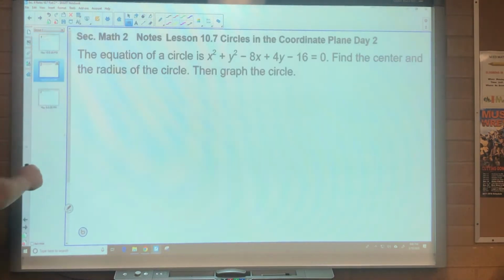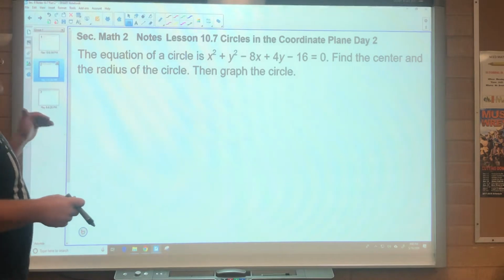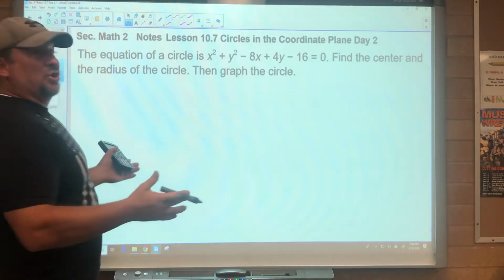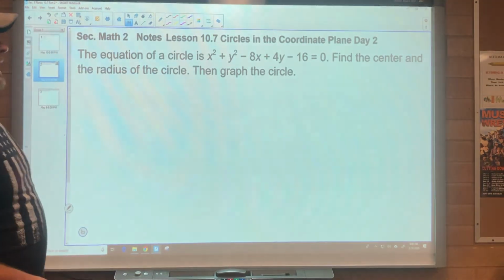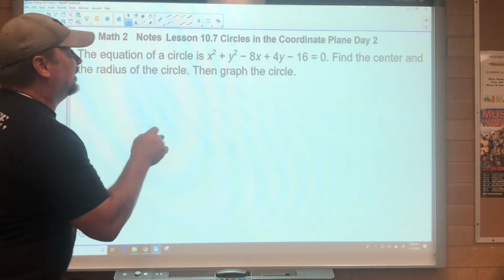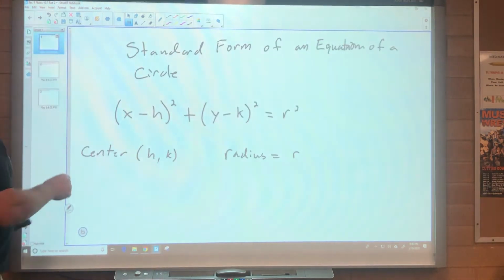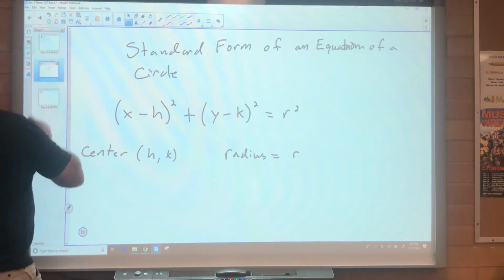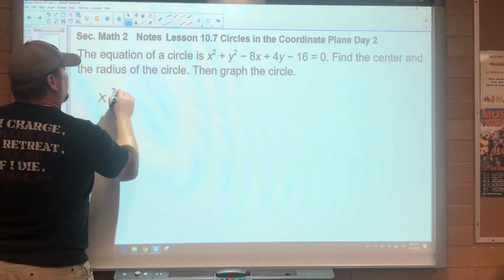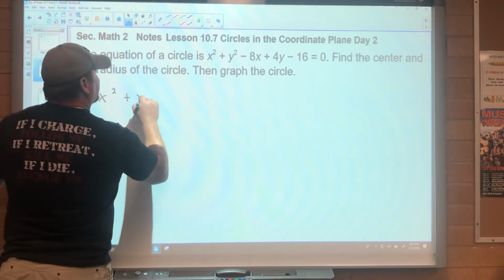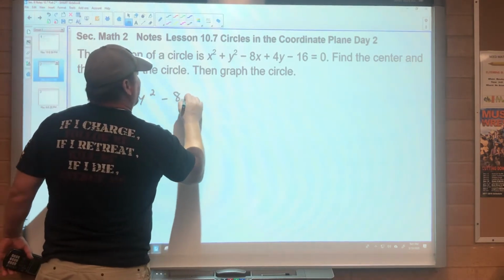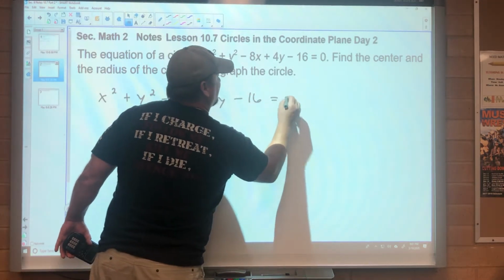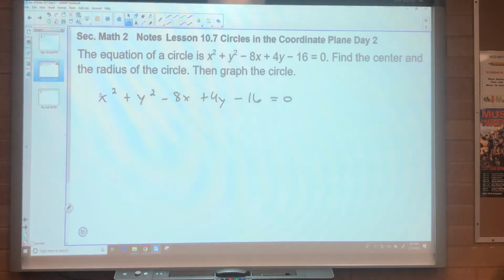Well, today's lesson is actually taking the equation the way it looks right here. Okay, now that obviously doesn't look like what my equation looked like a second ago. And we're going to take this and we're going to put it in this form. That's what the lesson is today. That's why this is part 2. Okay, so we're going to rewrite that. X squared plus y squared minus 8x plus 4y minus 16 equals 0. That's what the problem started like. That's what it looks like.